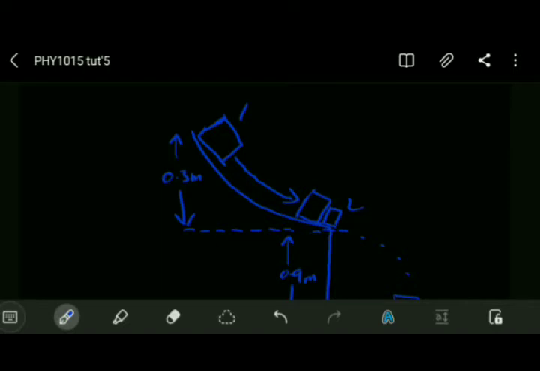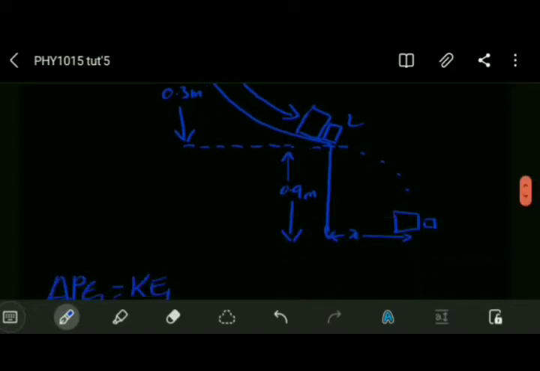Block 1 is going to lose some potential energy, because from the top to the table where block 2 is, the height is about 0.3 meters. But as the block loses potential energy, it gains kinetic energy because it's moving. When block 1 reaches block 2, we start a new trajectory as they fall together. The velocity with which block 1 hits block 2 is the initial velocity for this motion.